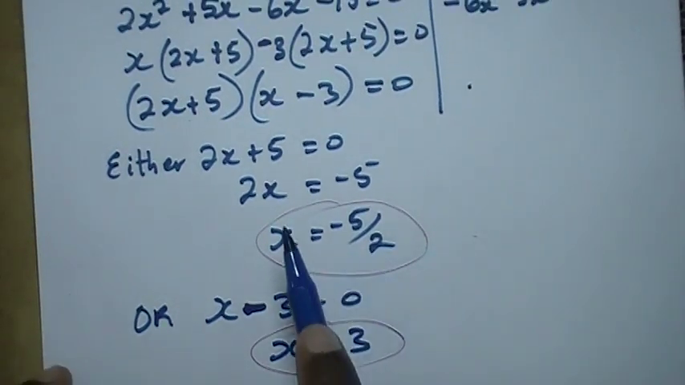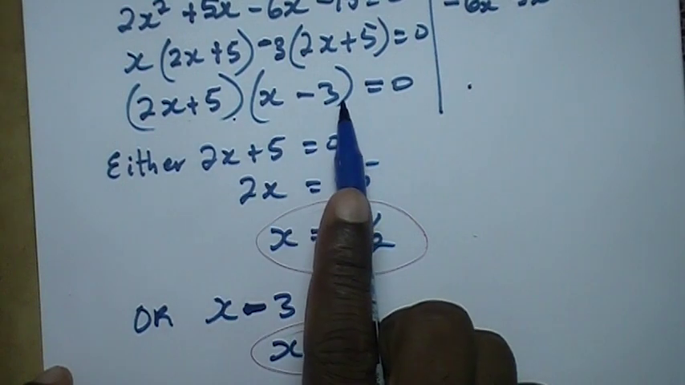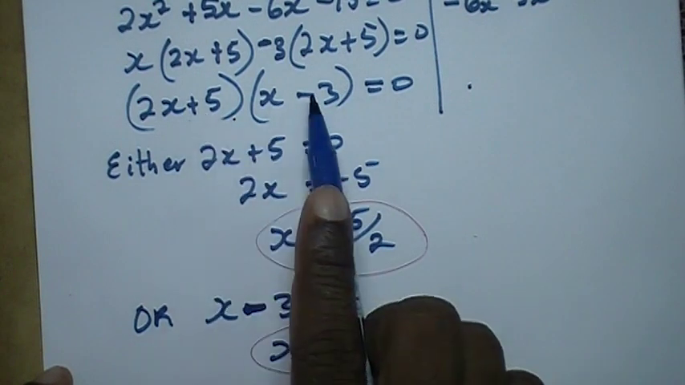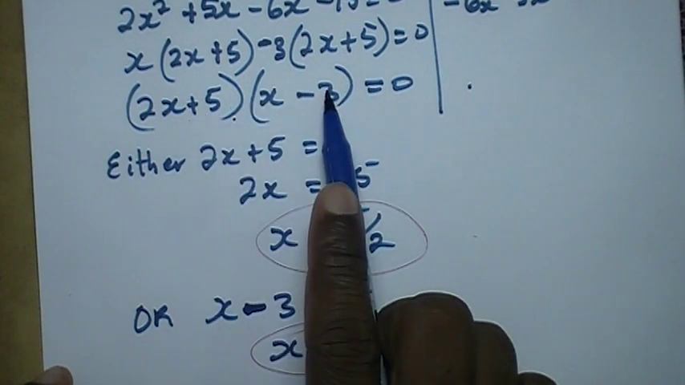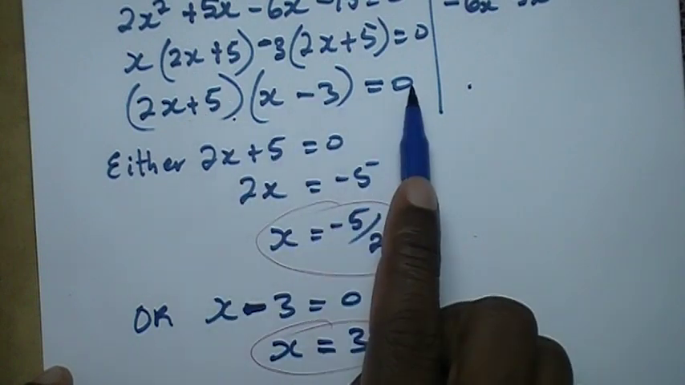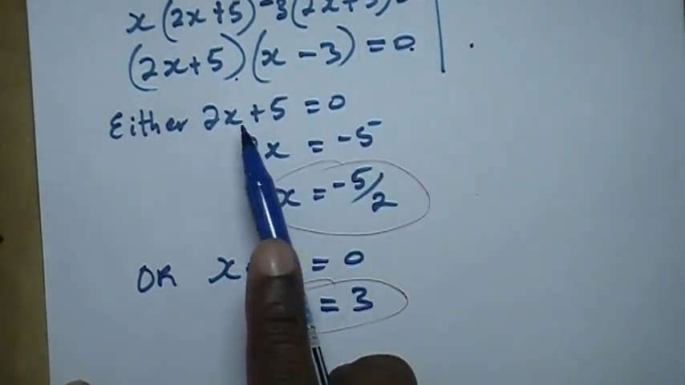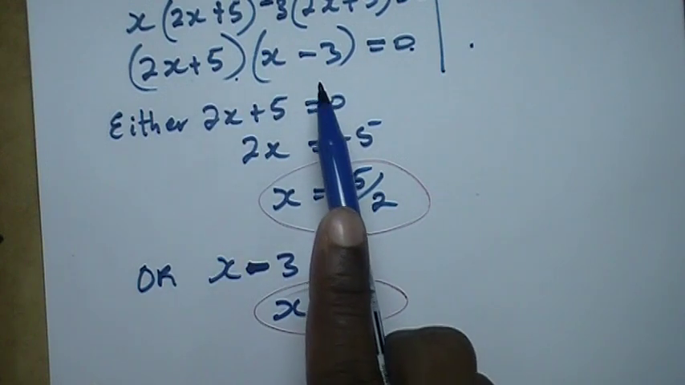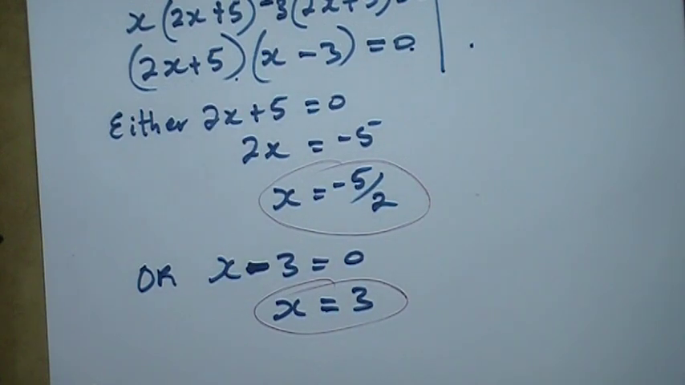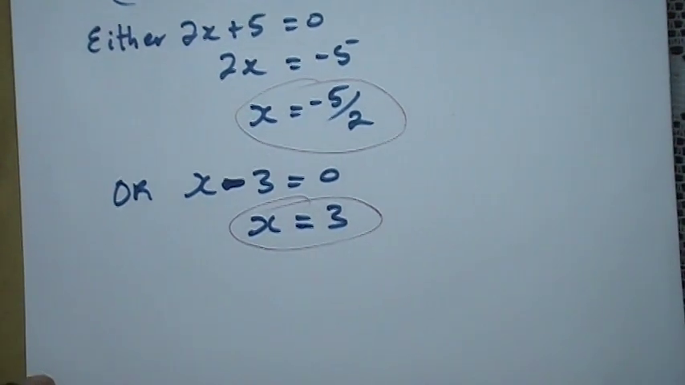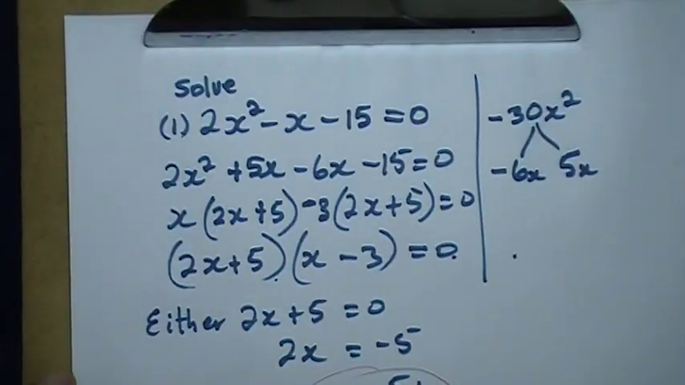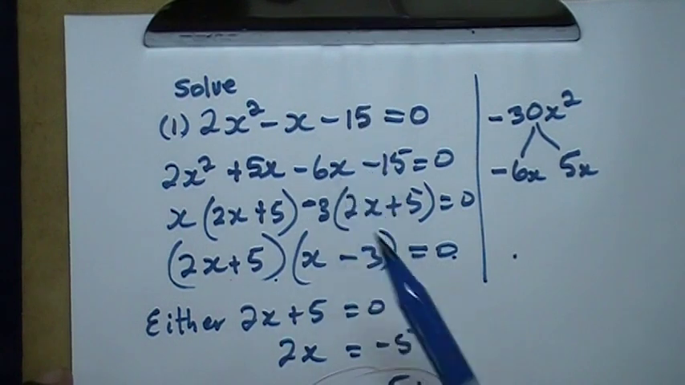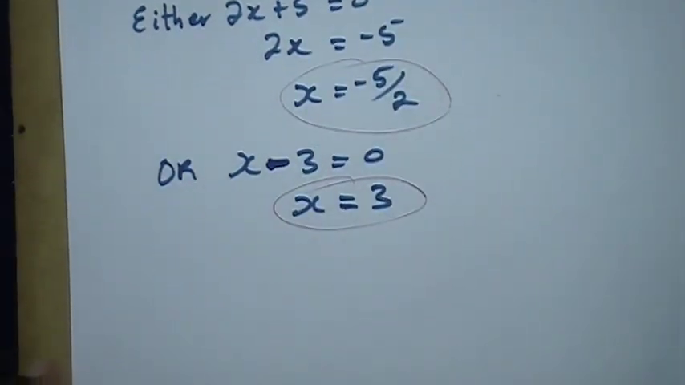So this binomial times this binomial gives us 0. So one of these binomials must be equal to 0, or both be equal to 0, so that when you multiply them, you get 0. We did just that. This one equals 0, and we solve for x. We set this one equal to 0, and we solve for x. So we have two solutions for x. Usually, for quadratic expressions, we have two solutions. We could also have one solution. We'll look at that in other examples.